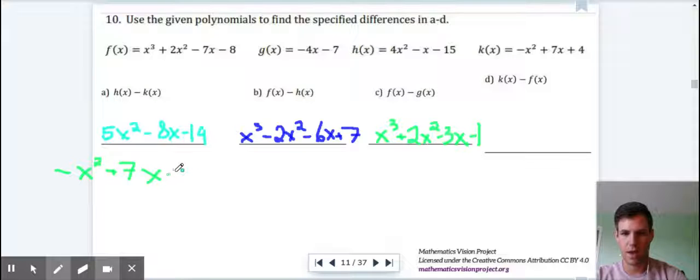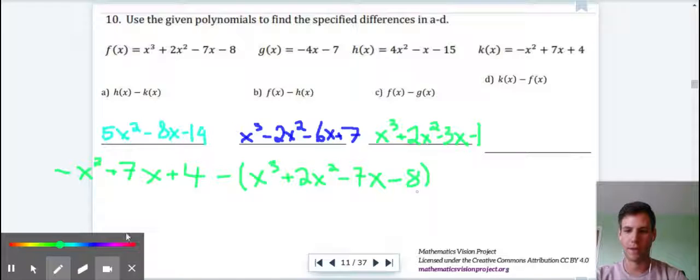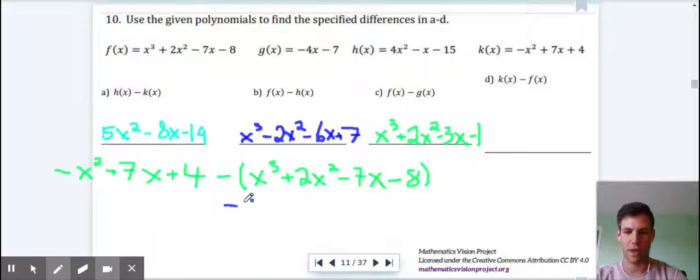And we have plus 4. And we are going to be subtracting function f, which is minus x cubed plus 2x squared minus 7x minus 8. Now the second one, we're going to turn into the opposite signs.